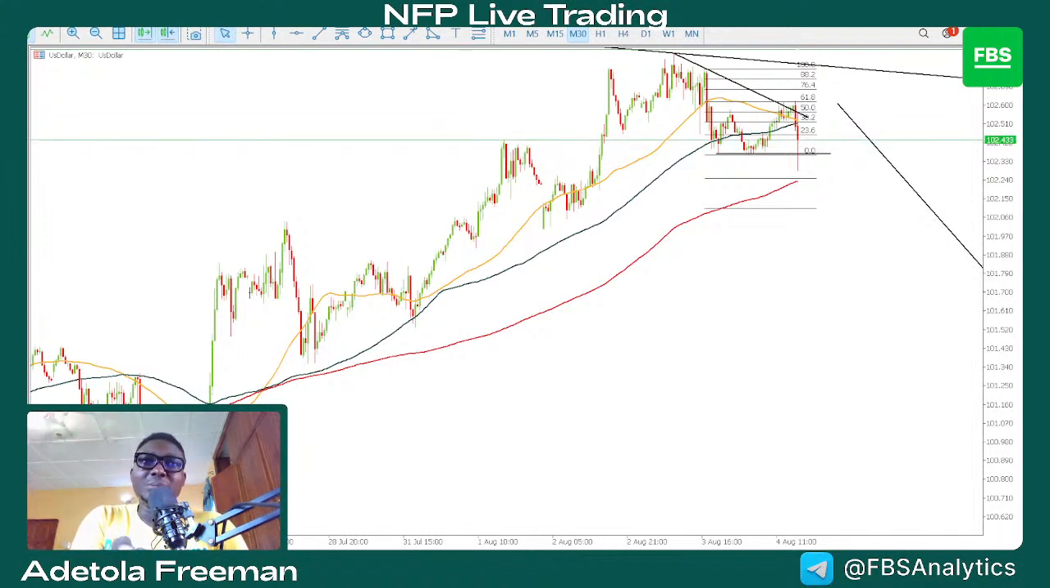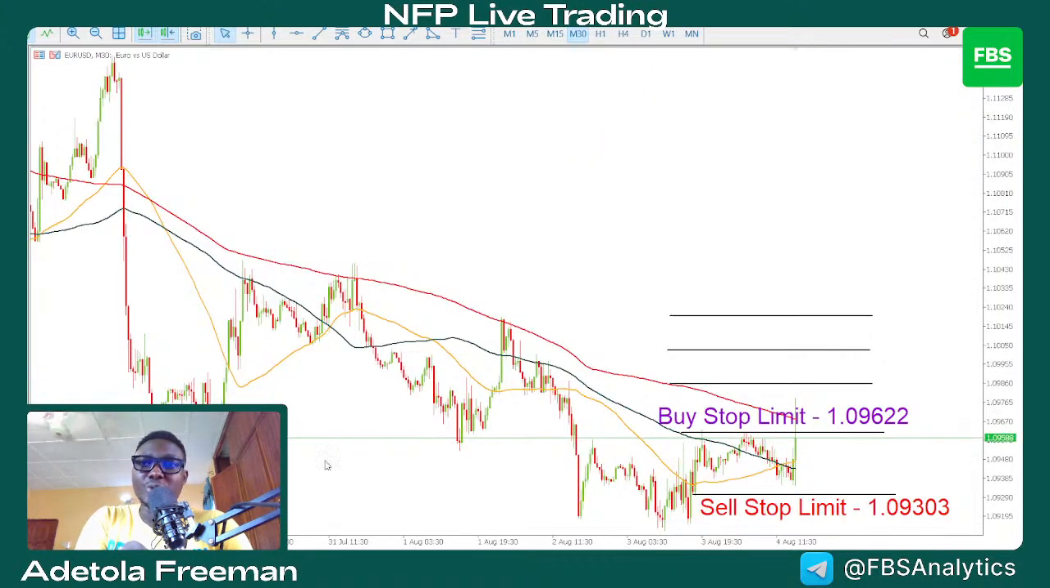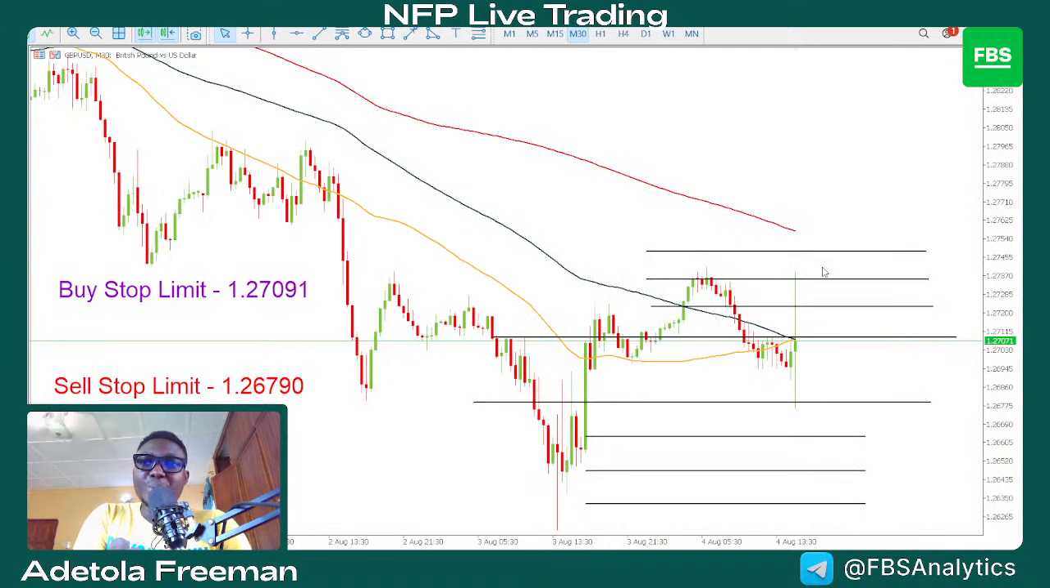So this is basically what we're looking at. In case you're wondering where our take profits are, whether it's Euro USD, GBP USD, or the likes: TP1 on Euro USD is 1.09860. GBP USD TP1 is 1.27227, TP2 is 1.27355, and TP3 is 1.27482. Those are the three take profits that we have in this case.